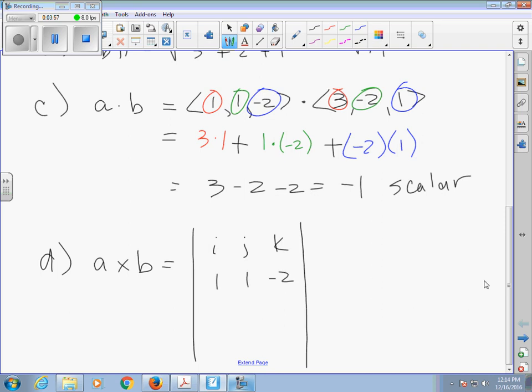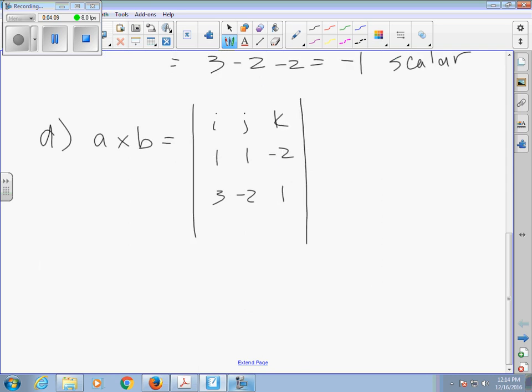So the first row is I, J, K, as I have there. The second row is the first vector A, and then the third row is the second vector B. Okay, so it's very important that you do it in order. If you flip them, you'll get the opposite vector. That would be B cross A rather than A cross B if you interchange row 2 and 3.